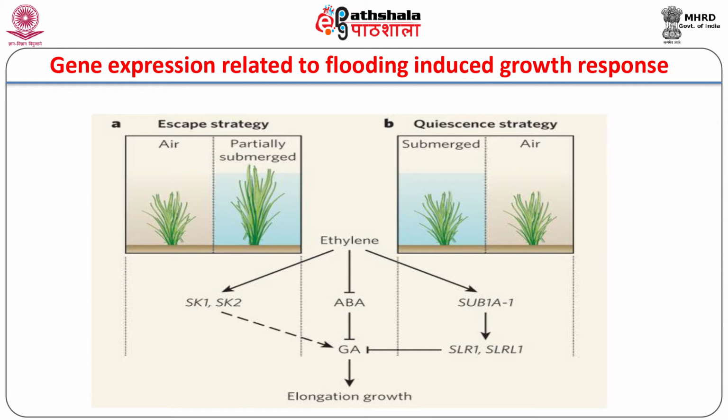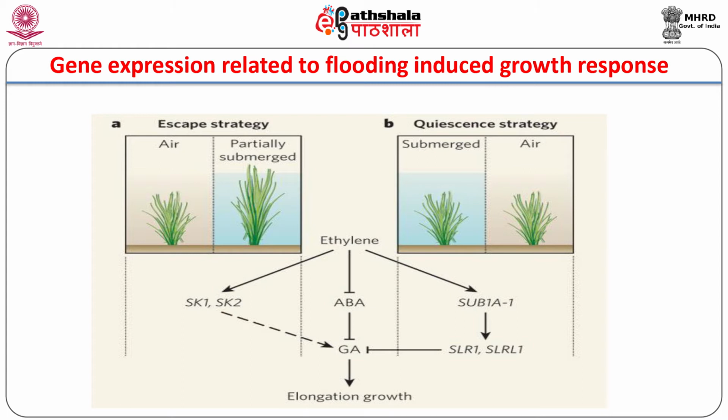Two genes, SNORKEL1 and SNORKEL2, that is SK1 and SK2, which belong to a family of transcription factors called ethylene responsive factors, have been shown to trigger growth of rice plants with the rising water levels. The gene products SK1 and SK2 trigger remarkable internode elongation via the gibberellin signaling pathway.